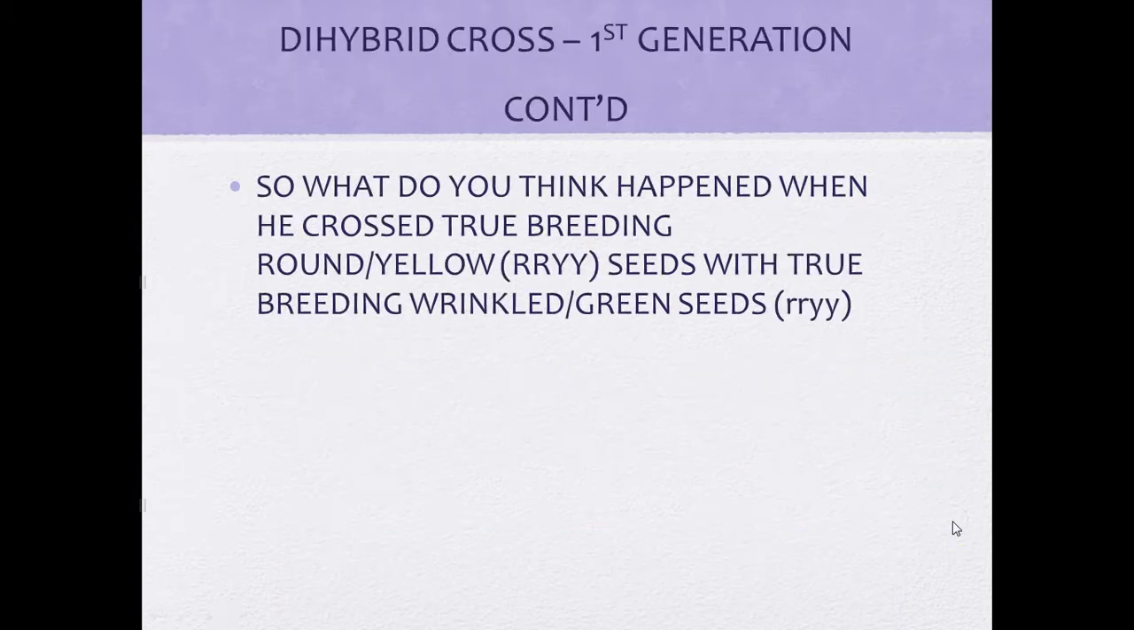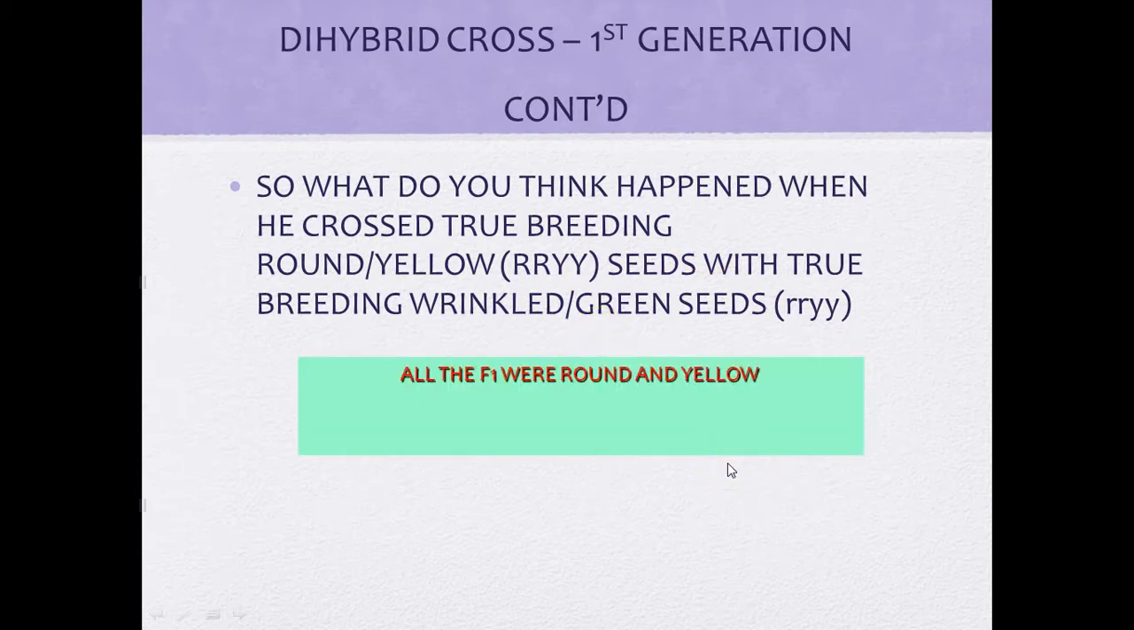What do you think happened when he crossed true breeding round yellow seeds with true breeding wrinkled green seeds? Well, think about all the possible combinations that you could get between R's and Y's. Seems fairly simple. That means all the first filial generation would be round, big R little r, and yellow, big Y little y, because that's the only combination of gametes or alleles.